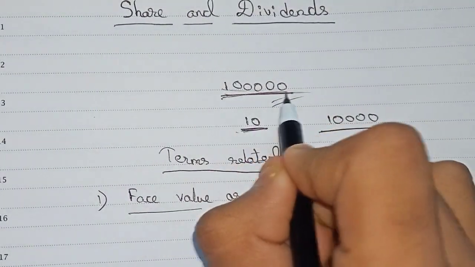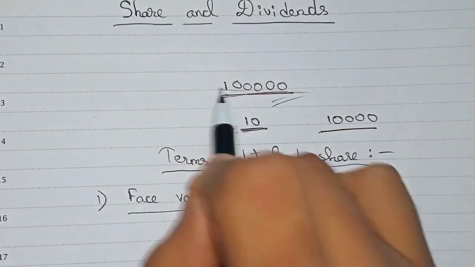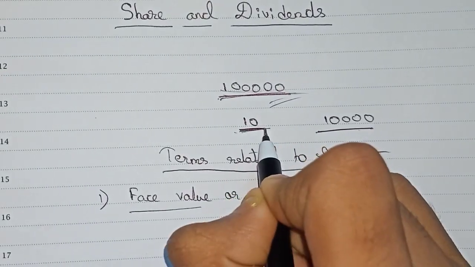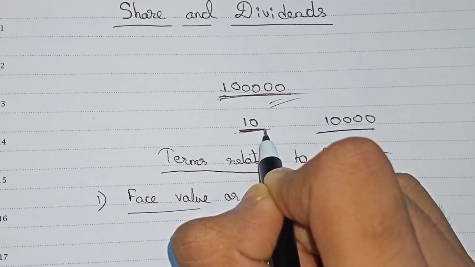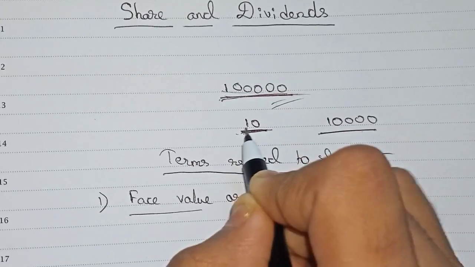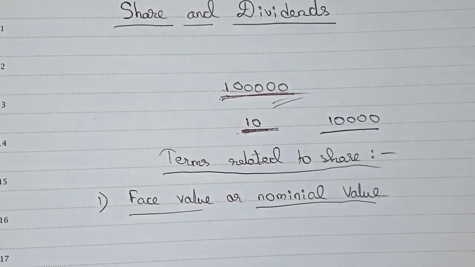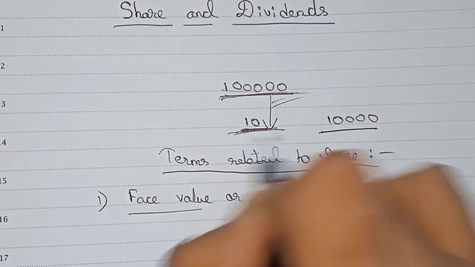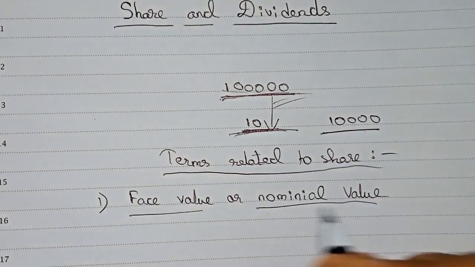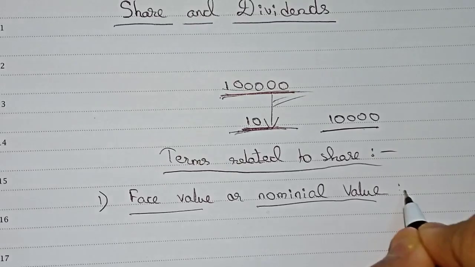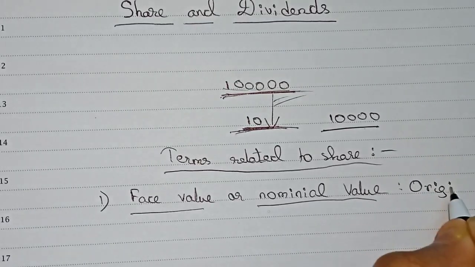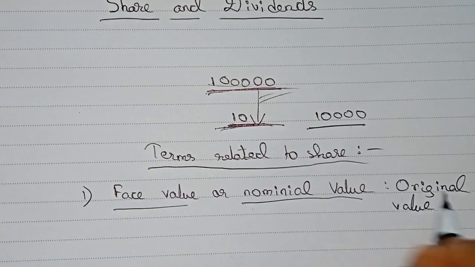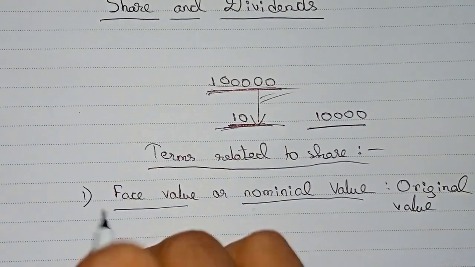For instance, I told you that the total worth of the company is 1 lakh, and the cost of one share is rupees 10. This is by default adjusted by the company, so rupees 10 will have a nominal value. Nominal value means the original value. The face value never changes.